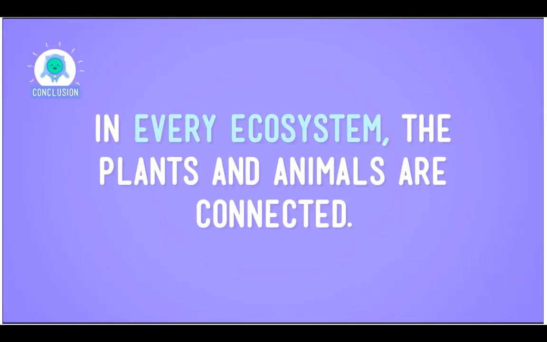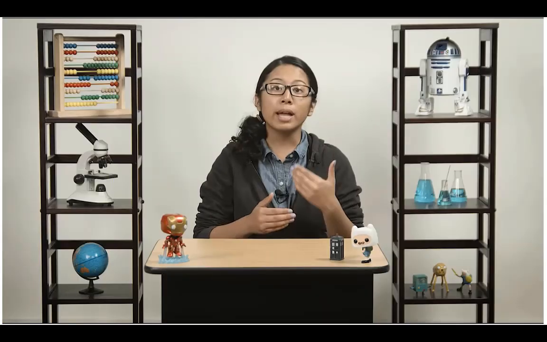In every ecosystem, the plants and animals are connected. You can't mess with one species without affecting all the others. Food webs are delicate, like spider webs. We don't want to be all crazy pants and just go knocking them down.